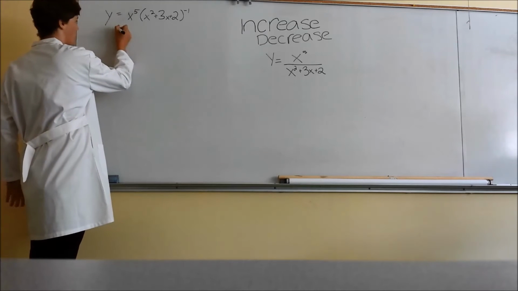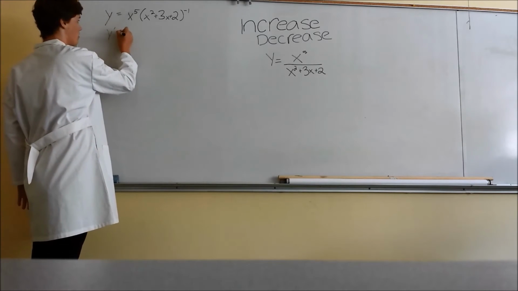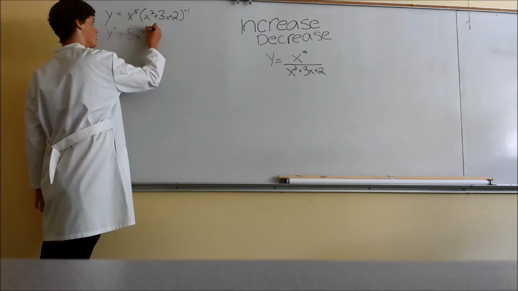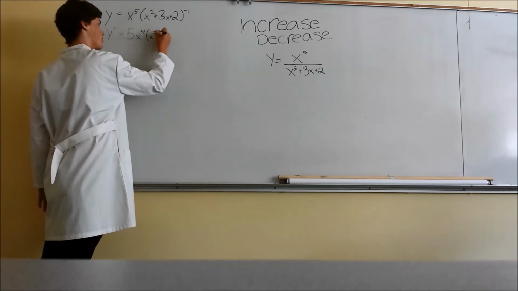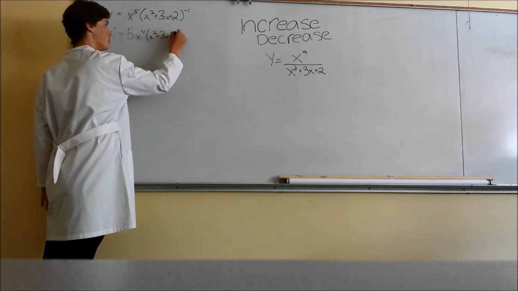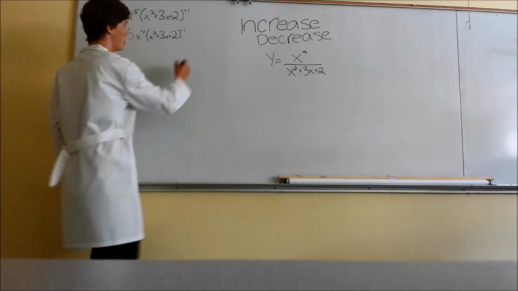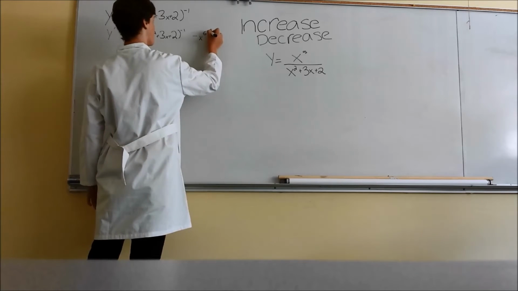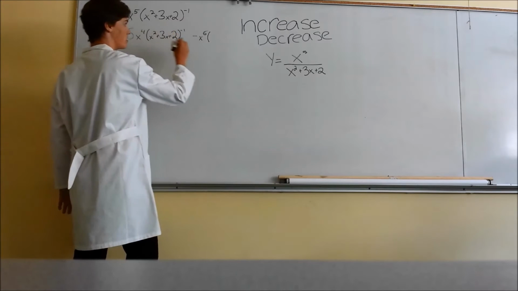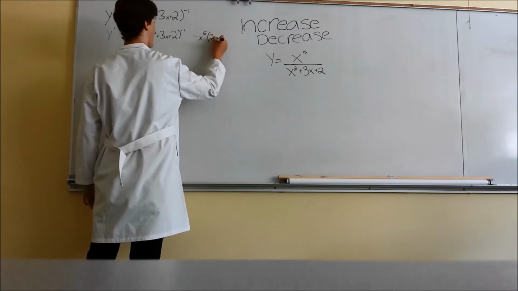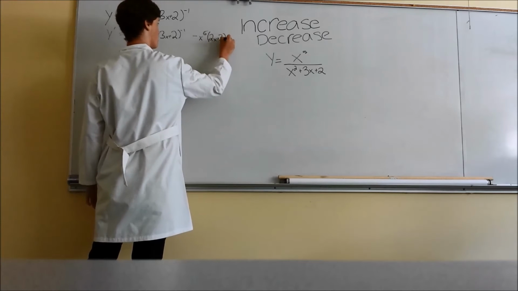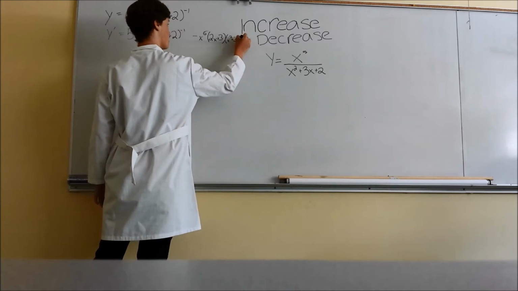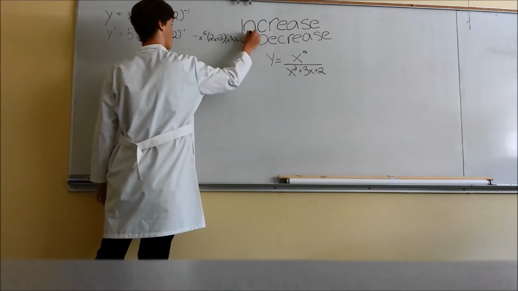Here we apply the product rule to attain y prime equals 5x to the 4 times x squared plus 3x plus 2 to the negative 1 minus x to the 5 times the derivative of our inside function, 2x plus 3, times x squared plus 3x plus 2 to the negative 2.